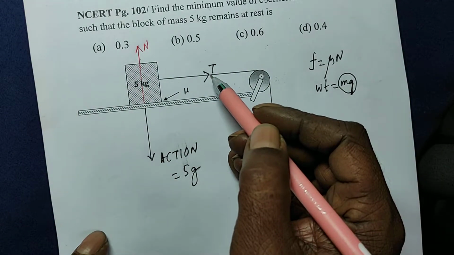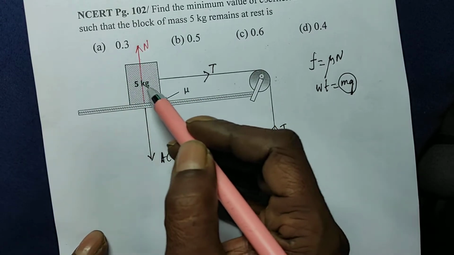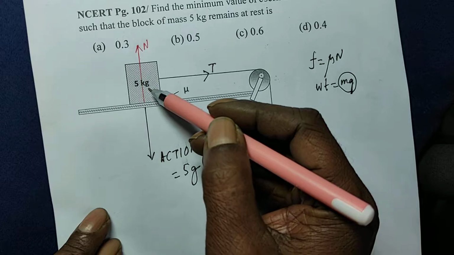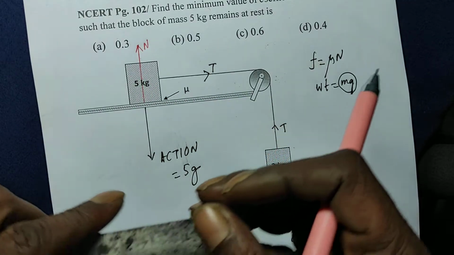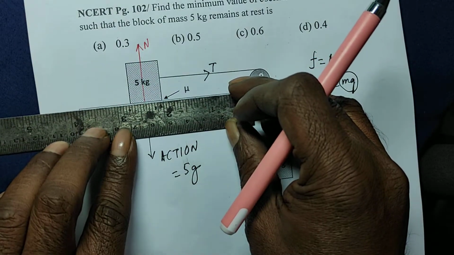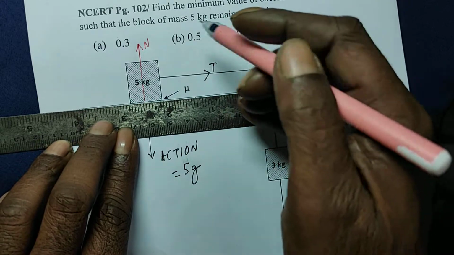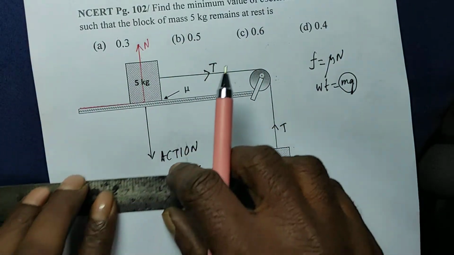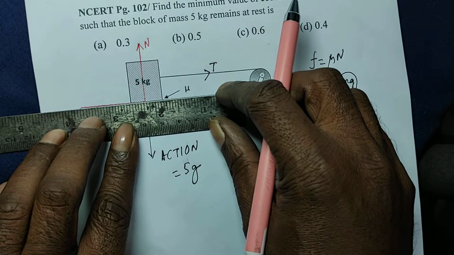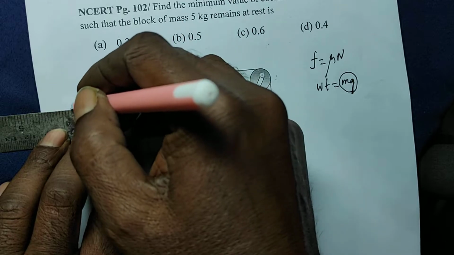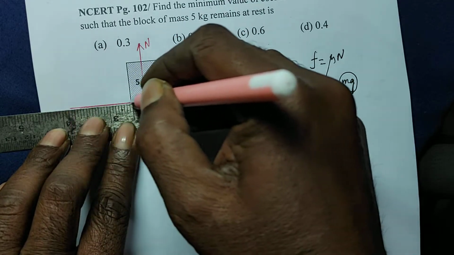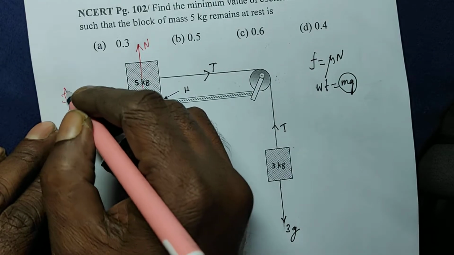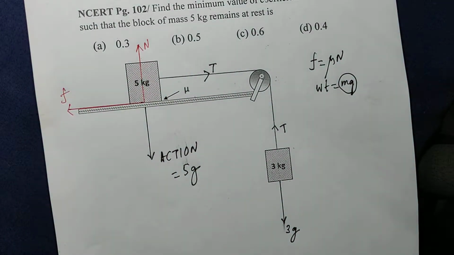So, due to the tension T, as this mass 5 kg is pulled towards the right, the force of friction between this mass 5 kg and the surface will be opposite to the direction of motion. This is your force of friction. Let me show it in a bigger line. Alright, this is your force of friction. I represent it as small f. So that will be mu times your normal reaction.